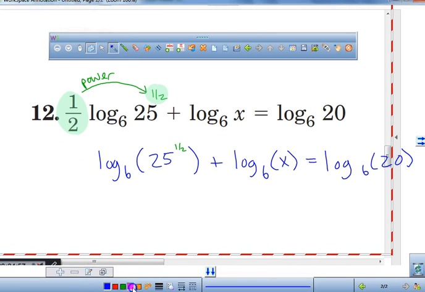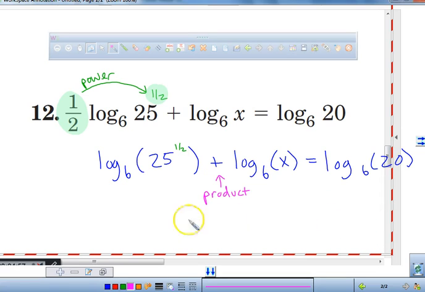All right, next thing you should notice is this plus sign. This plus sign is not the quotient property. The plus sign is dealing with the product property. Now I'm going to rewrite the product property for everybody to see.